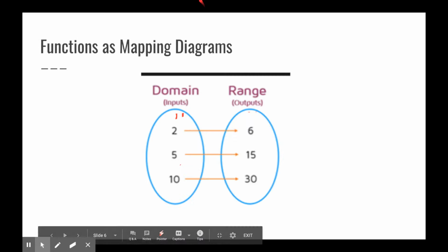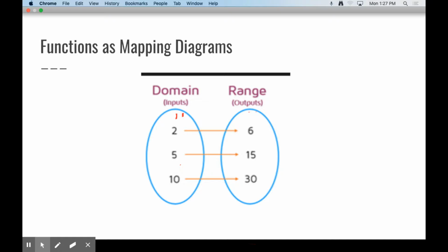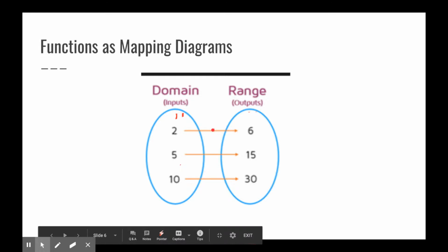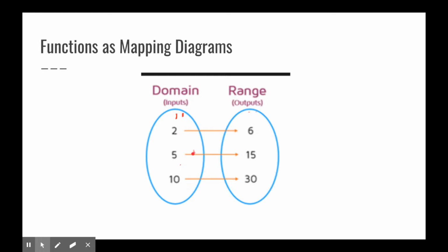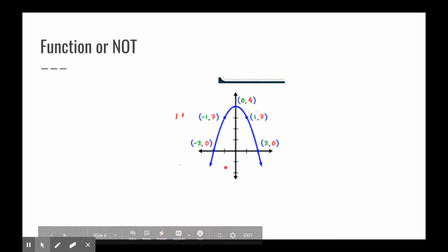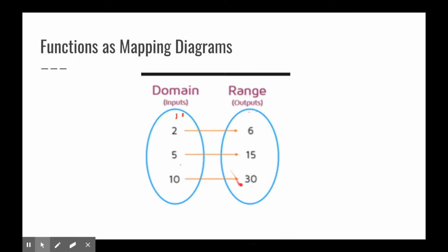Okay, the mapping diagram, it doesn't look it from this example, but it's the most complicated because you can have these arrows going a bunch of different ways. But this one's easy to show that it's a function because 2 goes with 6, 5 goes with 15, and 10 goes with 30. I'm going to skip. Well, I'm not going to skip on here. I'm going to draw.